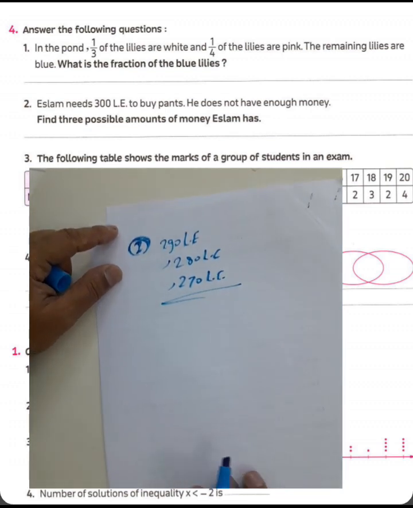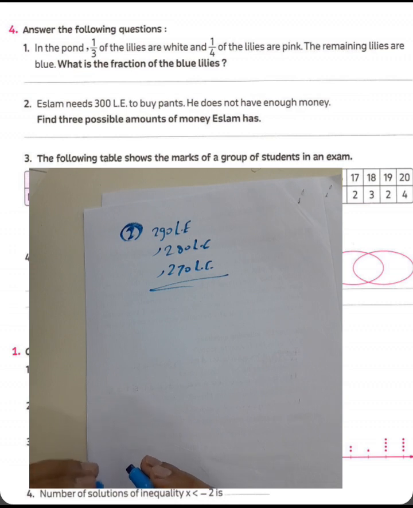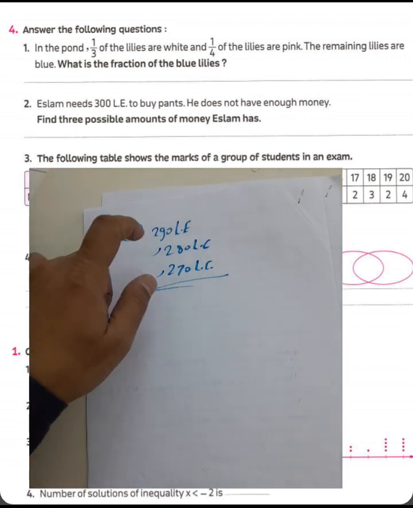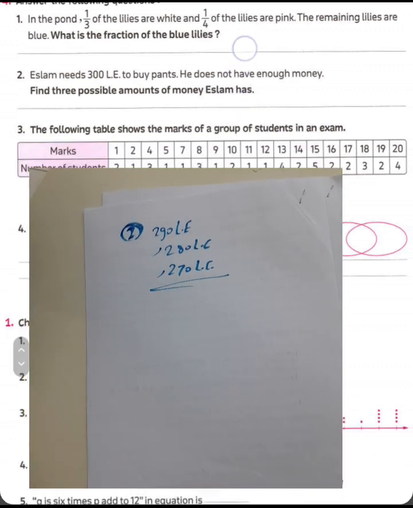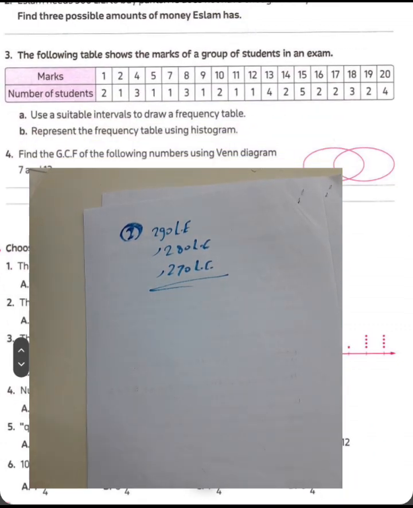Okay. Any 3 numbers less than 300, because Islam needs 300 lira to pay for panties. He doesn't have enough money, so the possible amounts here are 290 and 280, or any number less than 300. Question number 3.